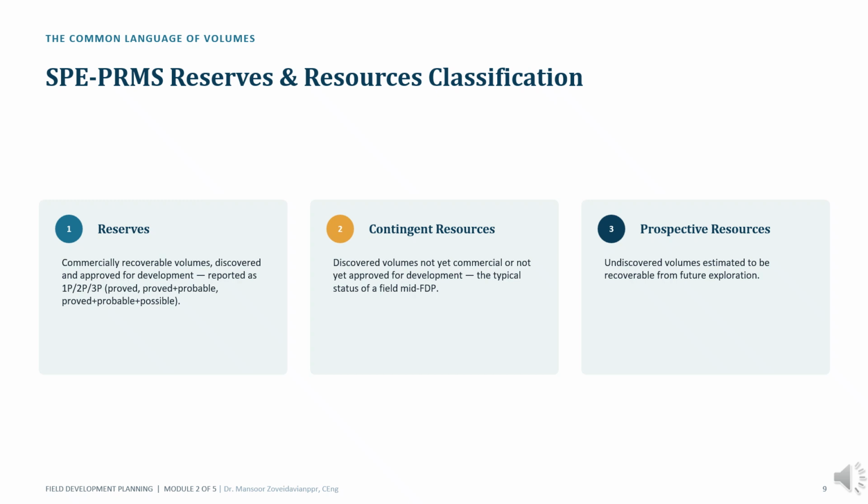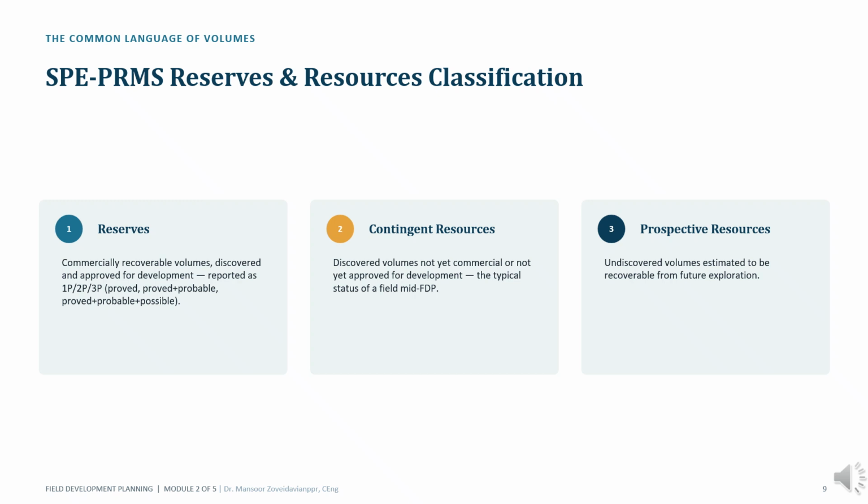The industry requires a common language for discussing hydrocarbon volumes. That language is provided by the SPE Petroleum Resources Management System, or SPE-PRMS. The first category is reserves. These are discovered volumes that are commercially recoverable and approved for development. Reserves are commonly classified as 1P, 2P, and 3P.